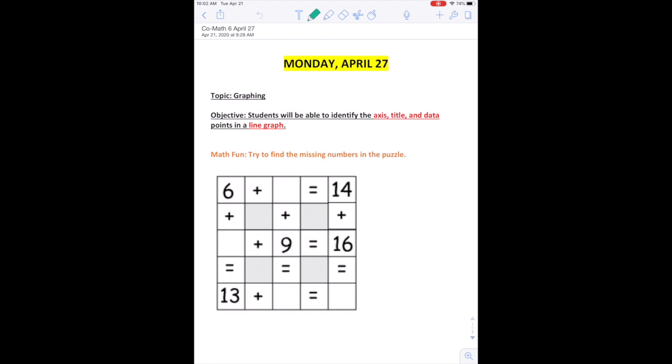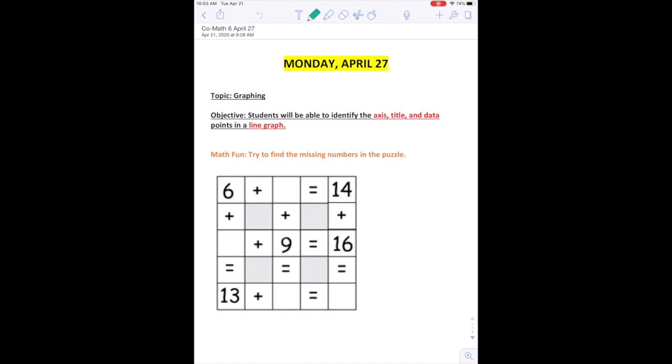Good morning, math students. Today we're going to work on graphing, and we are going to do this because in science you're also going to be working on graphing. So Ms. Kalkbrenner and I are working together to try to get you guys to better understand graphs this week.